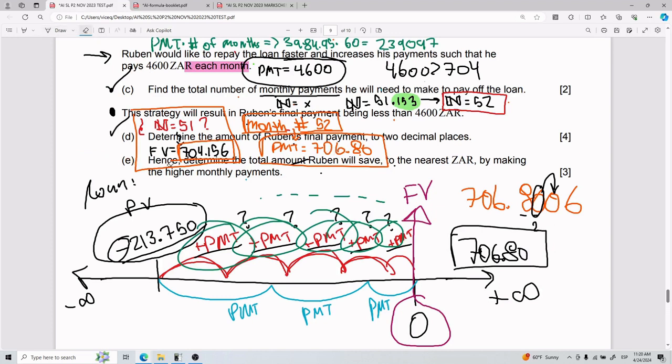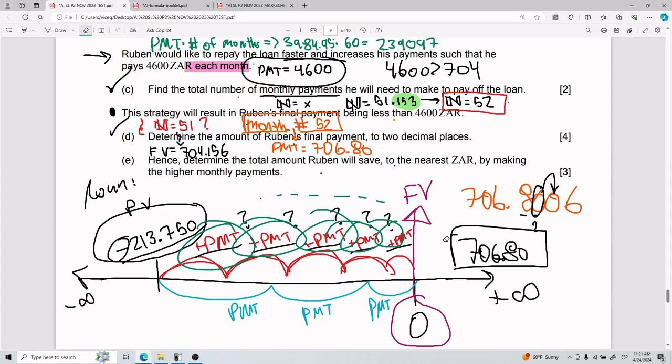And last but not least, for part E, we need to determine the total amount Ruben will save to the nearest ZAR by making the higher monthly payments. So the whole point of making higher monthly payments is that he needs to pay fewer months. And if he needs to pay fewer months, then that means that the bank charges less interest. How would it charge less interest? It charges less interest because each month they charge a little bit, right? And so if there are fewer months going around, there's less interest they can charge. Intuitively, that's the main idea. The real world is a little bit different, but let's leave it at that, okay?